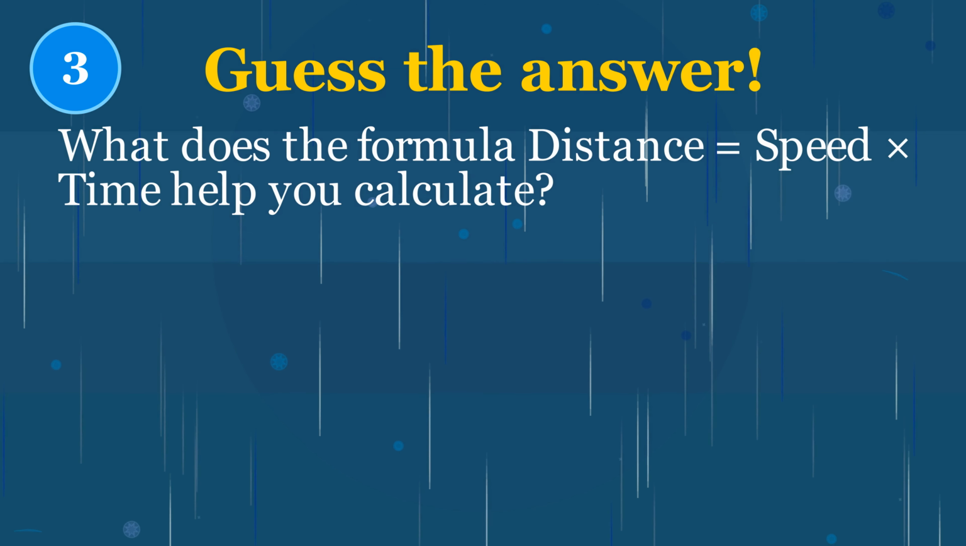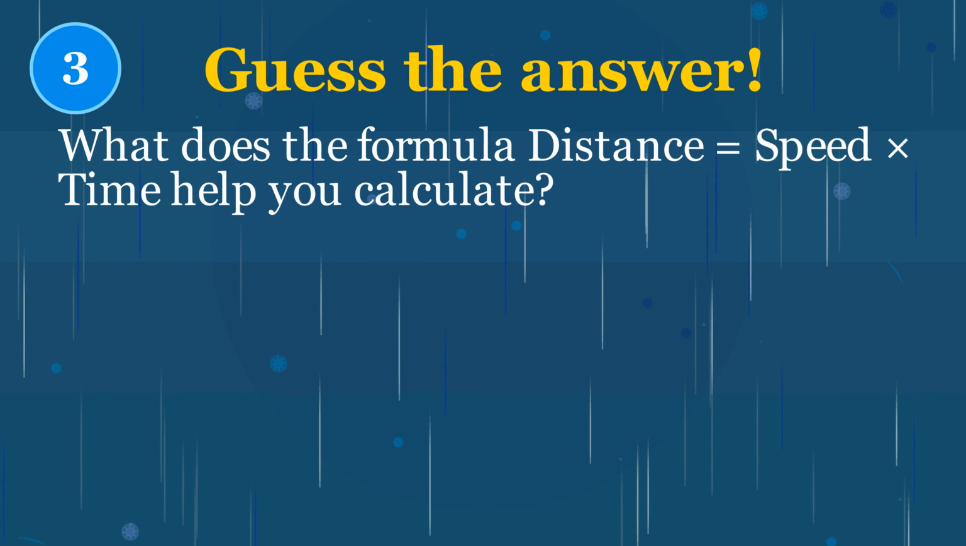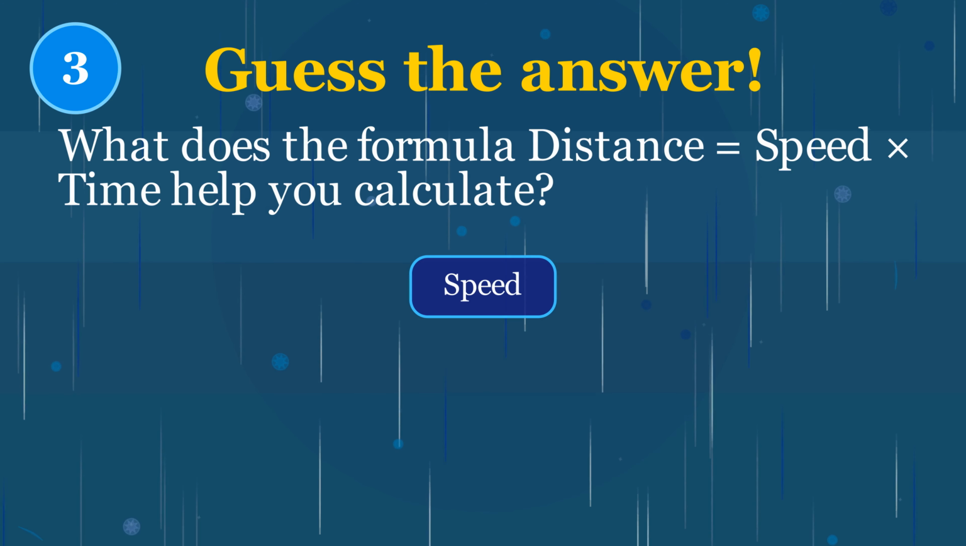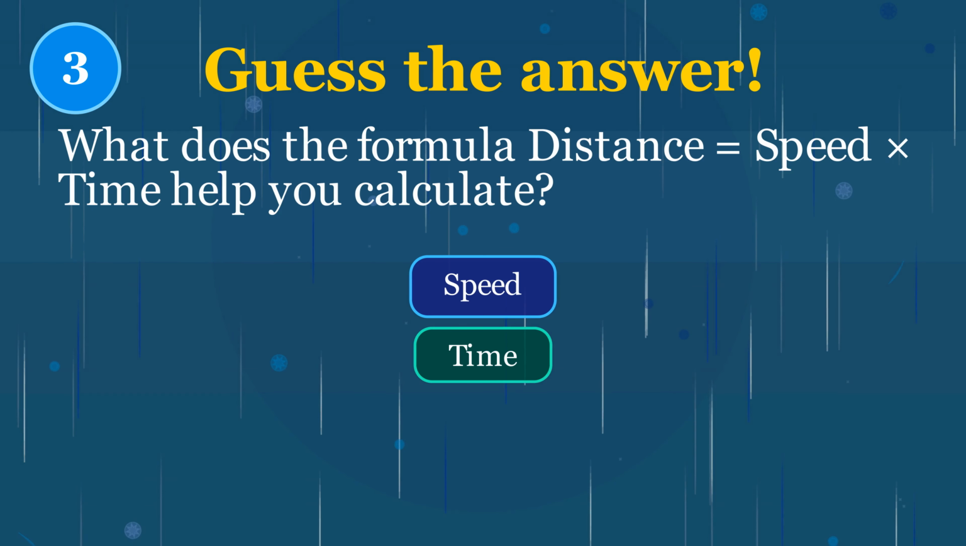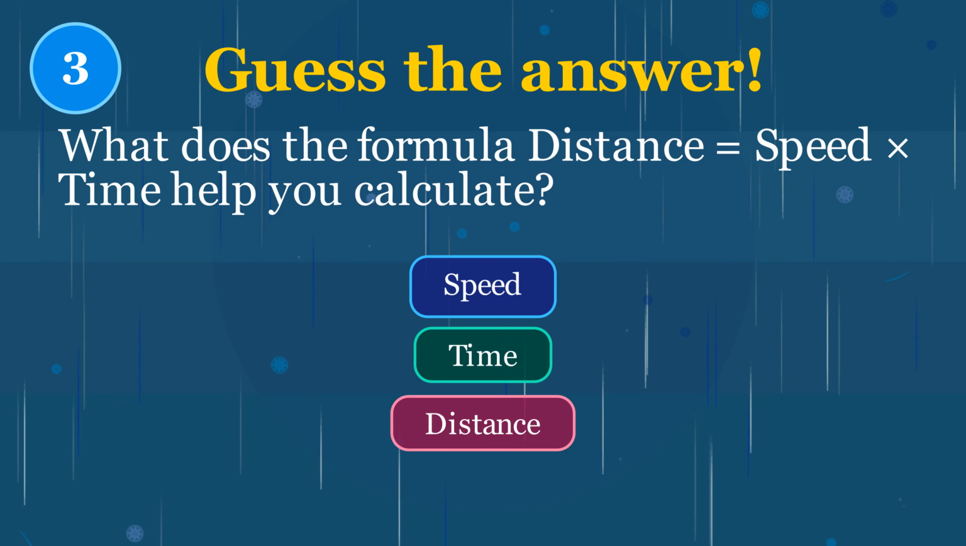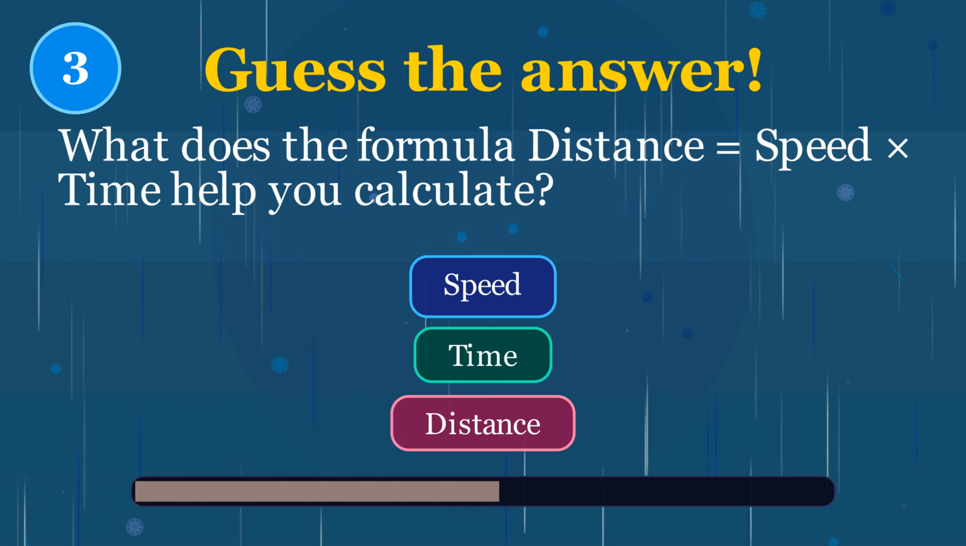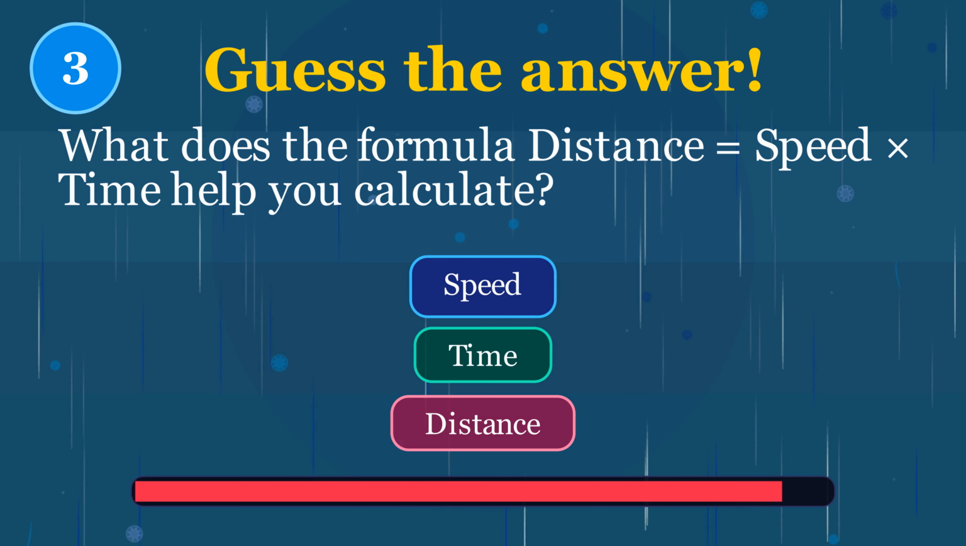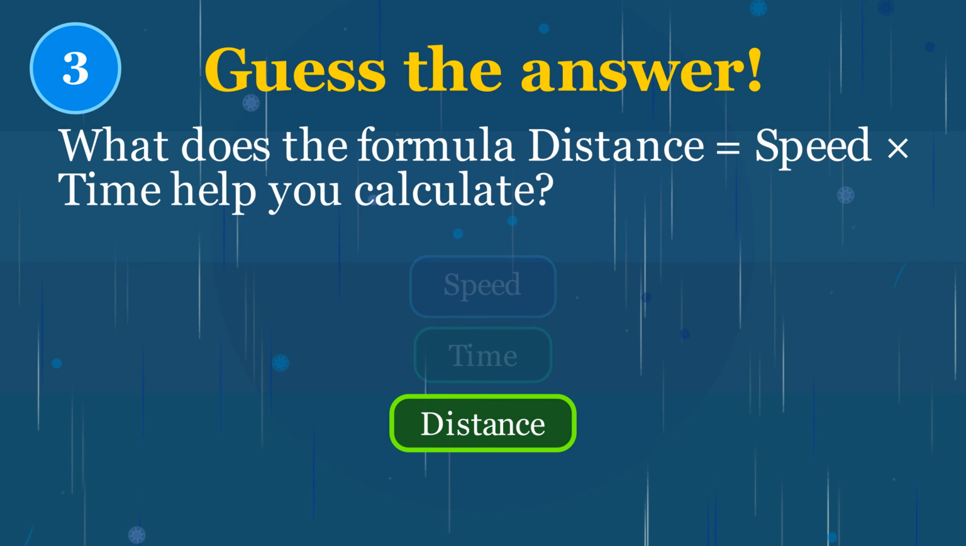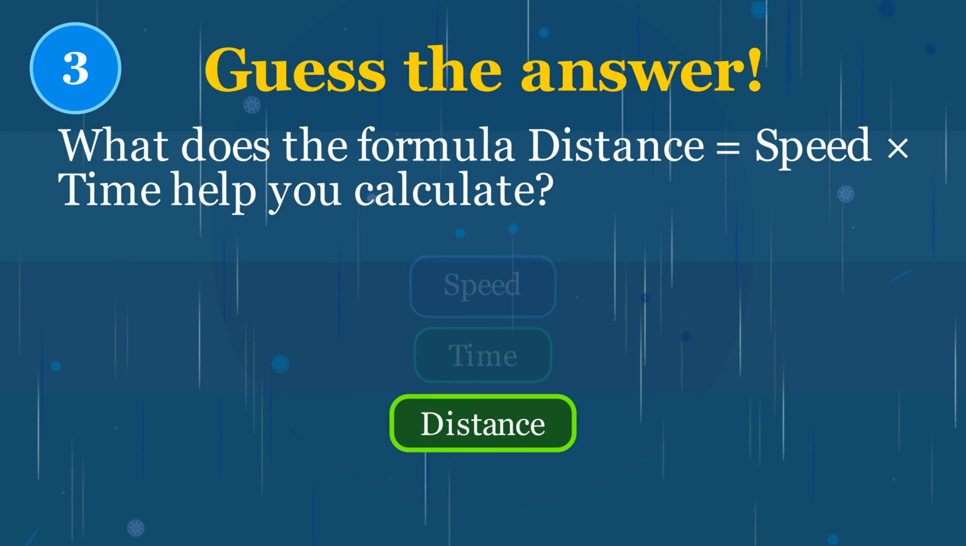What does the formula distance equals speed times time help you calculate? Speed, time, distance. The correct answer is distance.